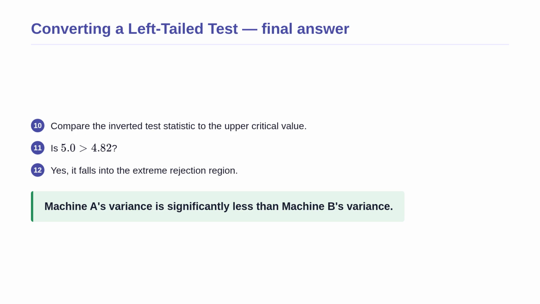Finally, we compare our inverted test statistic to our upper critical value. Our inverted statistic is 5.0 and our critical value is 4.82. Since 5.0 is greater than 4.82, it falls into the extreme rejection region on the right side of our new curve. Therefore, we reject the null hypothesis. Physically, we conclude that machine A's variance is indeed significantly less than machine B's variance. By inverting the F statistic, we completely avoided needing a lower tail table and turned a confusing left tail test into a much simpler right tail test.